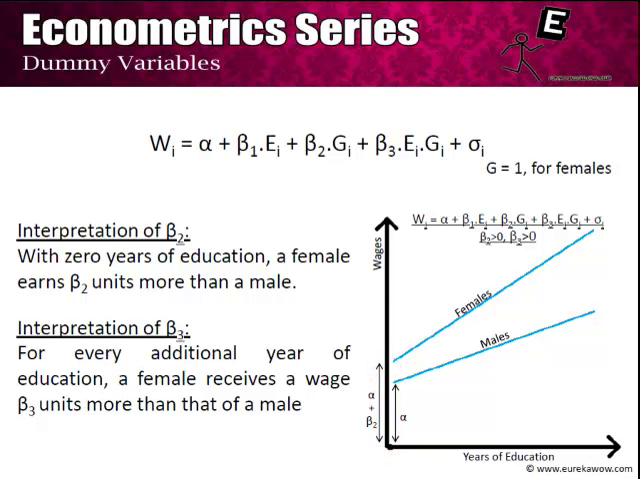So the interpretation of beta 2 becomes that with 0 level of education, a female earns beta 2 units more than a male. And the interpretation of beta 3 now becomes that for every additional year of education, a female receives a wage that is beta 3 units more than that of a male. We could have also added other qualitative variables such as ethnicity or region, and then we could have similarly added other slope dummy variables to capture the difference in responsiveness to years of education. However, the basic idea still remains the same as we have presented it here.